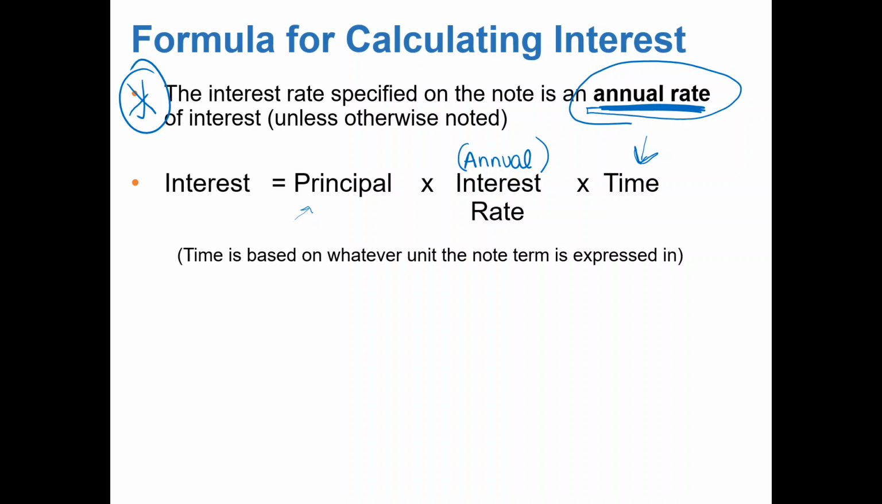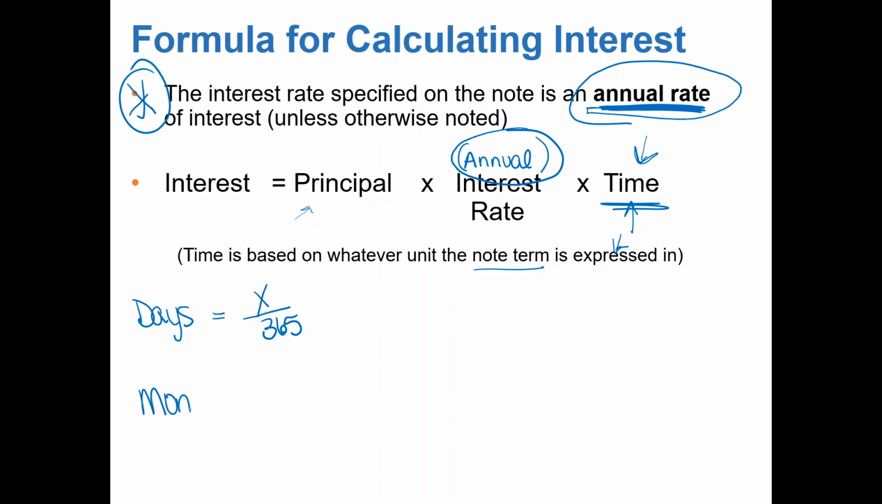And time is based on whatever unit the term of the note is expressed in. So you might have a question that says the note is for 6 months, or it could say 90 days, or it could say 1 year. So whatever that actual time is expressed in, that's what we're going to use for this factor of time. So if you're told the note is for a certain amount of days, when you're looking at this factor of time, you would take however many days, and divide that by 365, because that's how many days are in 1 year, and we're looking at annual interest rates.